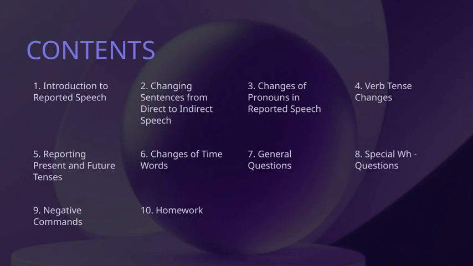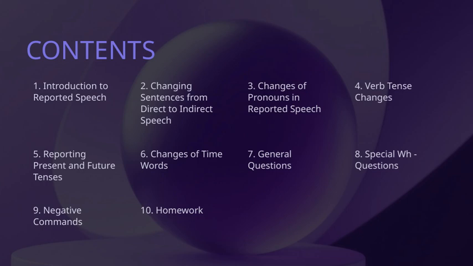All right, on slide 2, we're diving into some key aspects of reported speech. First, we'll look at special WH questions, which are a bit different from yes-no questions because they involve question words like who, what, where, when, why, and how. Then, we'll explore how verb tenses change when we shift from direct to indirect speech. This is crucial for maintaining the correct time frame and meaning.